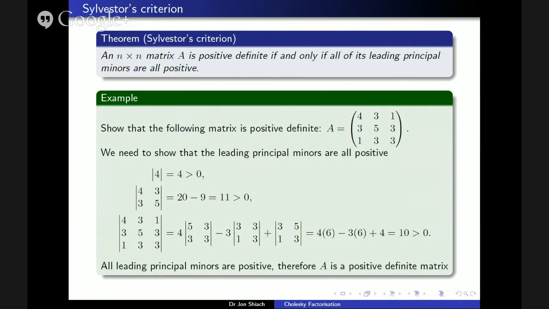One thing you may notice about A is it's symmetric. Okay, so you can see if I was to find the transpose of A, I would get A itself. Okay, so that's another feature, not a defining feature, but a feature of positive definite matrices.